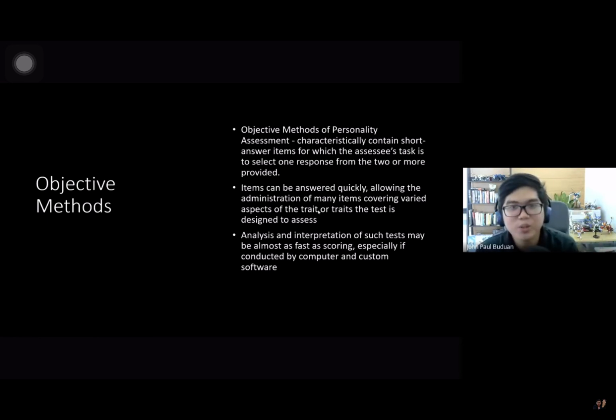Okay? So objective methods of personality assessment contain short answer items for which the assessee's task is to select one response or two or more from those provided. So ito yung basically objective methods, yung standardized test. Kaya sila objective kasi meron silang mga norms, meron silang reliability, meron silang validity. So ang mga test na ganun, objective ang tawag. But don't be misled. Hindi ibig sabihin na objective yung method is purely objective na yung scores. Kasi as you remember, usually they are self-report. It's quite misleading sometimes to say that standardized test is highly objective because it's not. It's like any other things naman in social sciences, it's complicated.